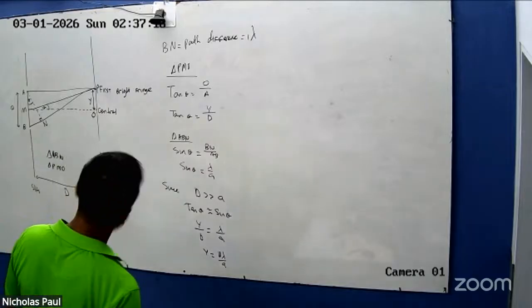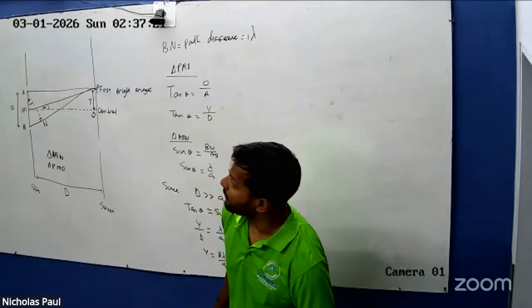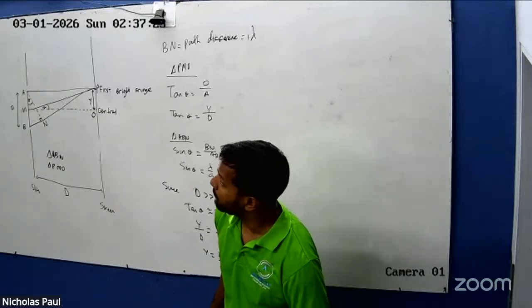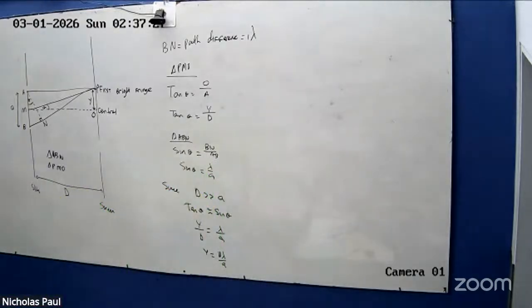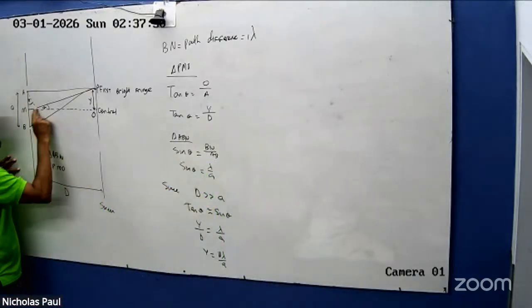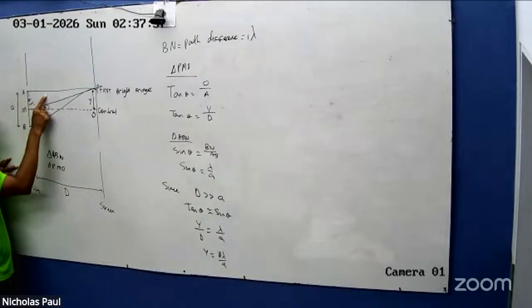Sometimes they're lucky and they give you a diagram to work with, other times you have to construct it. Just remember, once you have your diagram, you need these two triangles. Those are the two most important triangles. This line helps you show that the path difference is this value here.